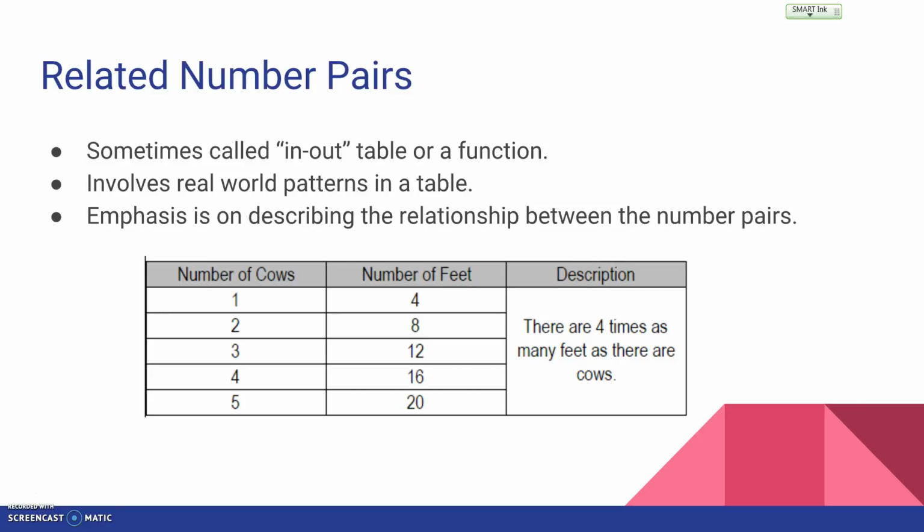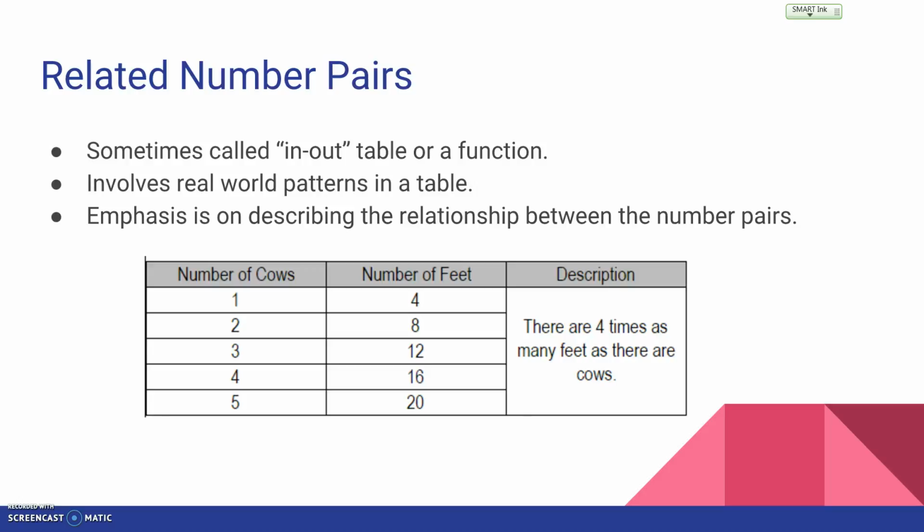This is also part of extending their knowledge about multiplication and division, is using it in relationship to related number pairs. Sometimes we call these in-out tables, or they're basically representing a function. And it represents a real world pattern, and in third grade we put it in a table. They did this also in first and second grade some. The emphasis in third grade, though, is on describing the relationship between the number pairs.